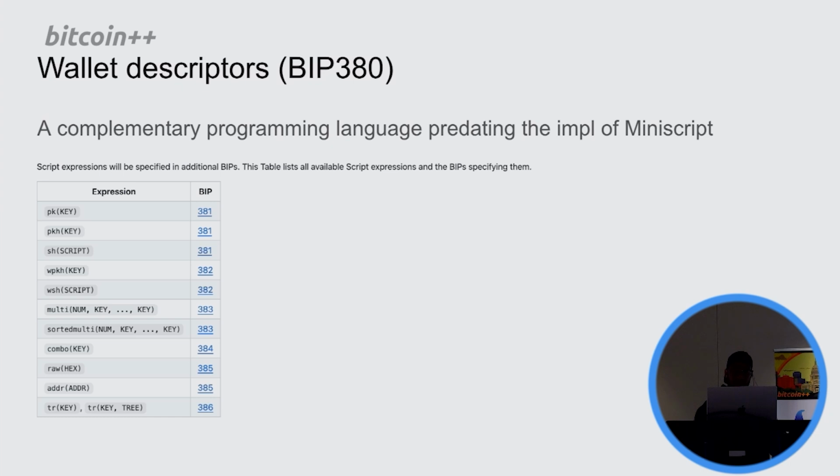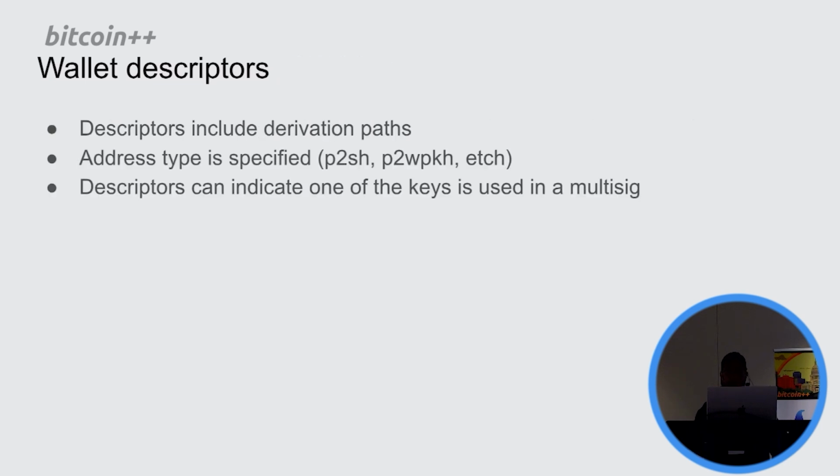Sorted multi, combo, and it's predating the implementation of Miniscript in Bitcoin Core in terms of usage, but it's integrated into Miniscript, so you can use these wallet descriptors. In fact, it's kind of standard to be using this with Miniscript. Some cool things about wallet descriptors are they include derivation paths for keys. The address type is specified, and descriptors can indicate one of the keys is used in a multisig, for example. And taproot multisig was a big thing that descriptors were supposed to enable if you wanted to construct a multisig address with Bitcoin Core.